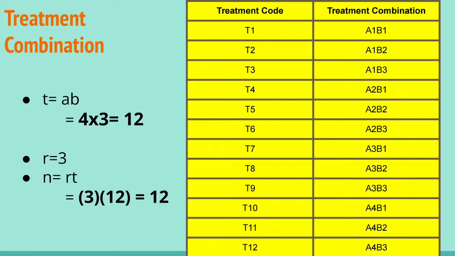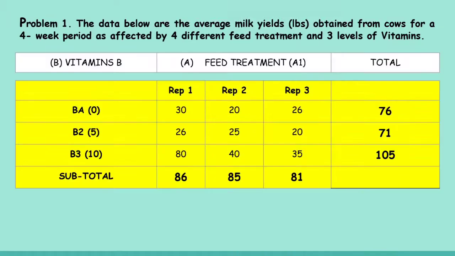Now, to solve for treatment, all we need to do is to multiply the factor A and factor B. So now, for the factor A, we have 4 multiplied to the factor B, which is 3. And as the result, we get 12 as the number of treatments. And now the number of observations, which is indicated here, is 12. Okay, so the next slide is we're going to get the total, subtotal, and the grand total.